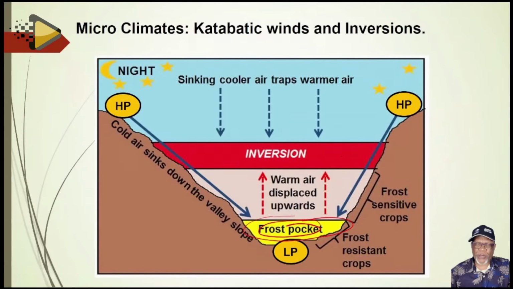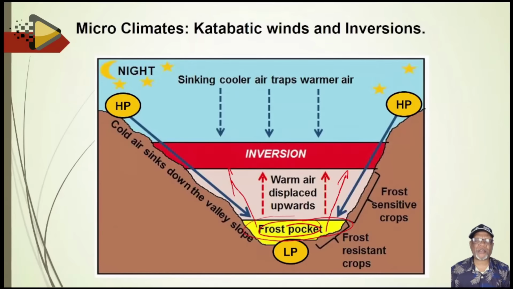So what do you have there? You have a process called temperature inversion. What is temperature inversion? Temperature inversion is the increase of temperature with an increase in height. So you can see the temperatures here are lower, but when you go up there, the temperatures are higher.